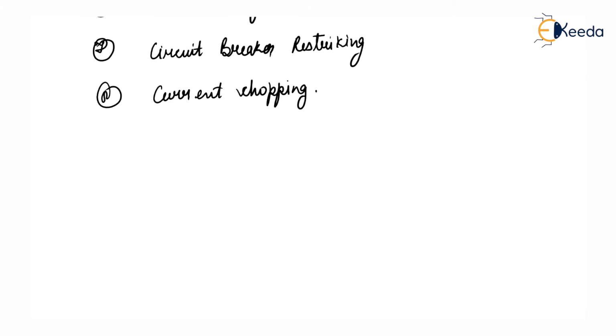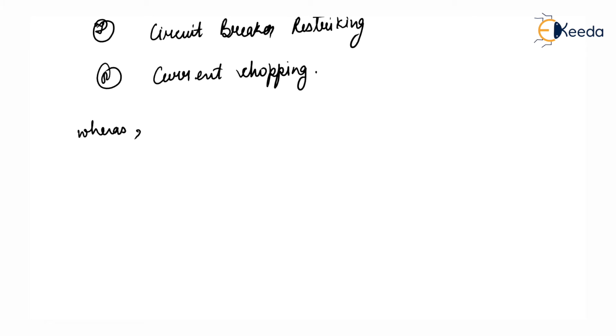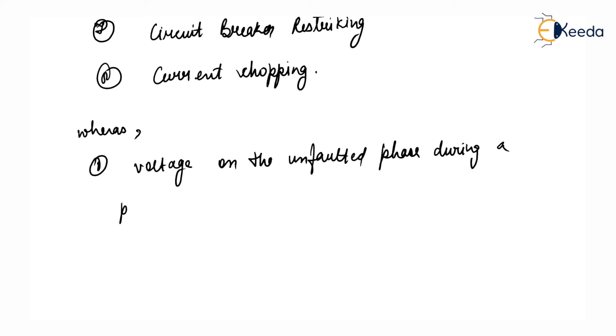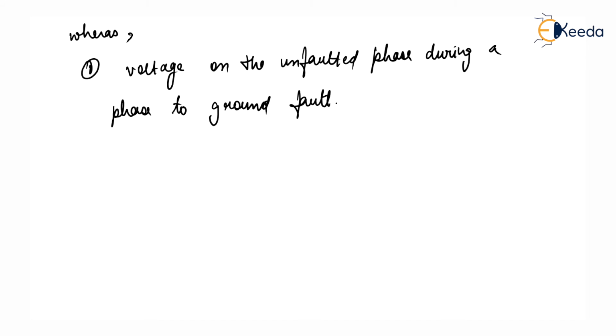Whereas 50 Hz voltages are caused by abnormal conditions. For example, these conditions are voltage on the unfaulted phase during a phase to ground fault. Suppose a phase ground fault has happened, then what are the voltages on your unfaulted phase? Next is the load rejection.